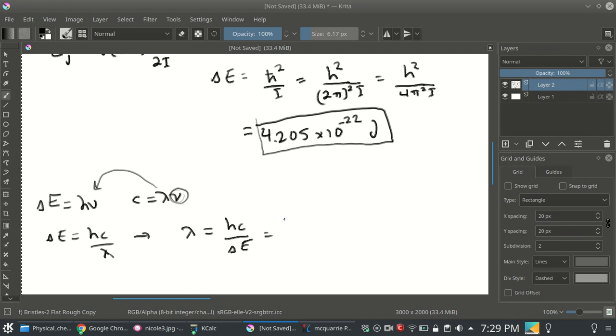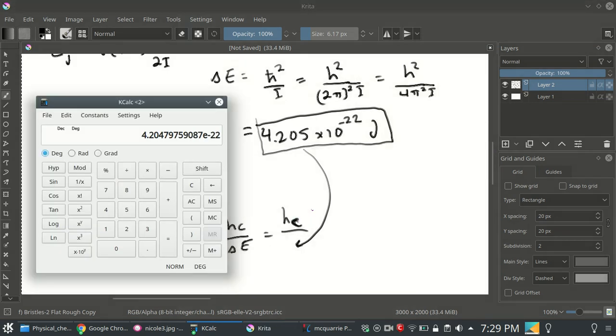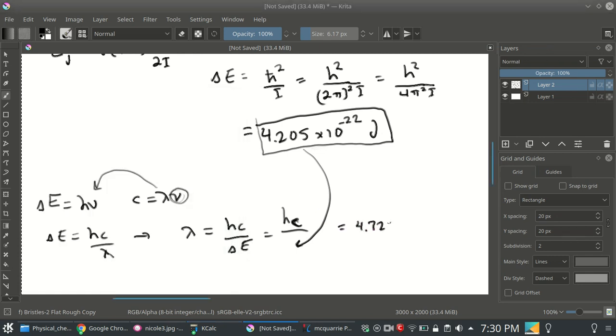So I'm going to put hc over this delta E, right? So this is going to go on the bottom, and h and c are going to go on top, right? So here I have this number, this is delta E, I put it on the bottom with the 1 over x button, times 6.626 times 10 to the power of negative 34, times the speed of light, 300 million meters per second, and I get this many meters. I get 4.724 times 10 to the minus 4 meters.